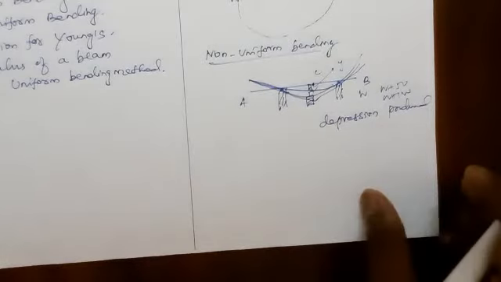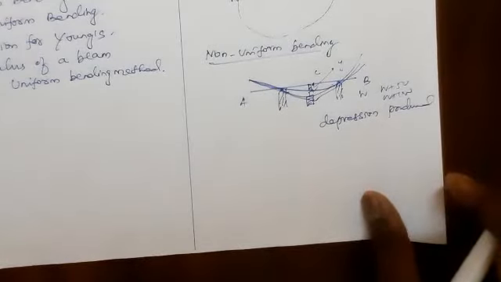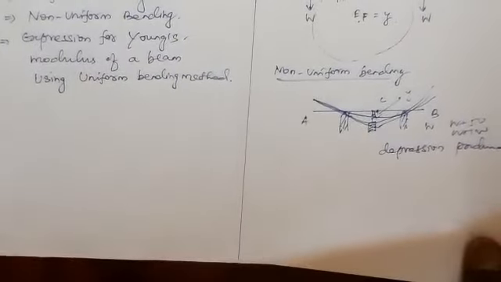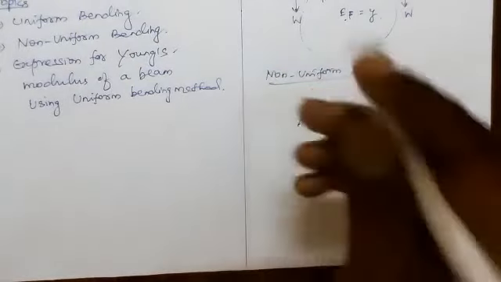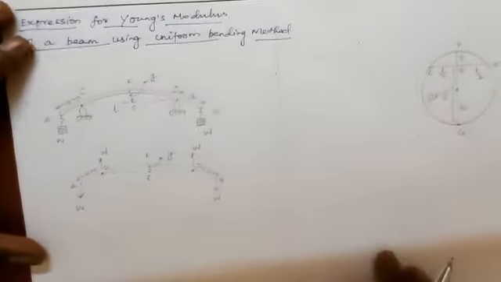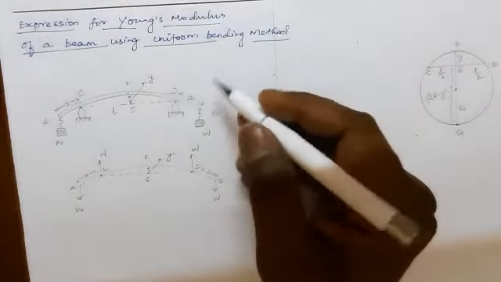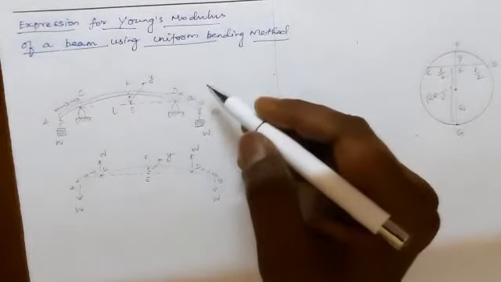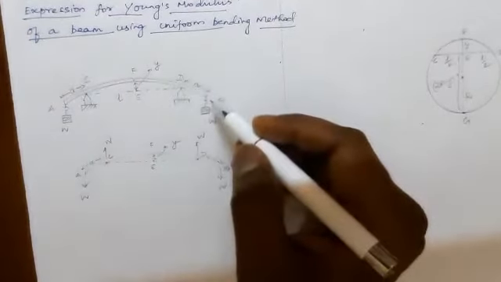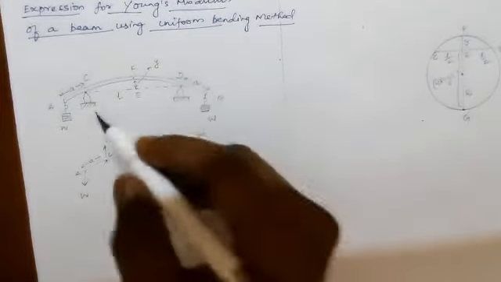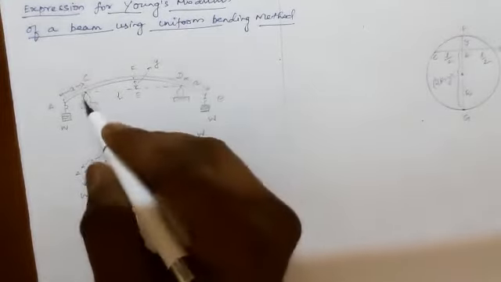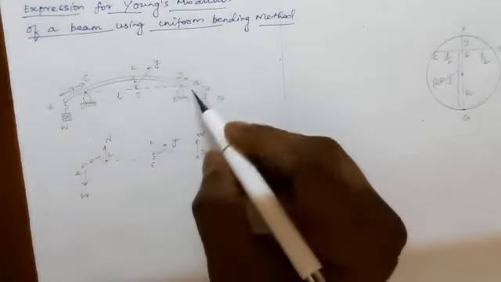Next, we move to the next topic, expression for Young's modulus of a beam using the uniform bending method. Let us consider, in a similar way to the previous topics, the beam AB supported on two symmetrical knife edges C and D.